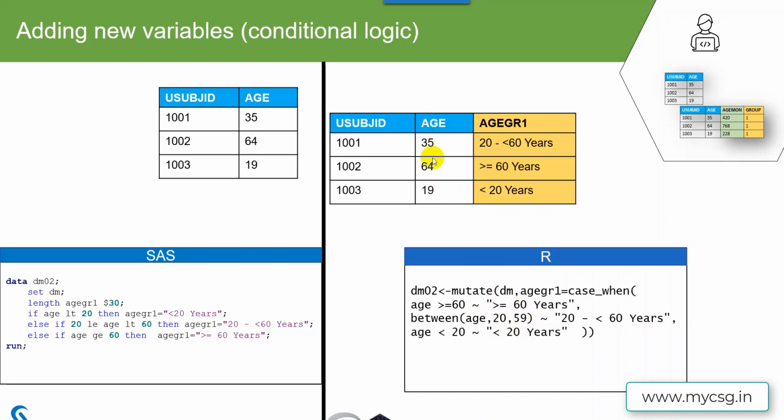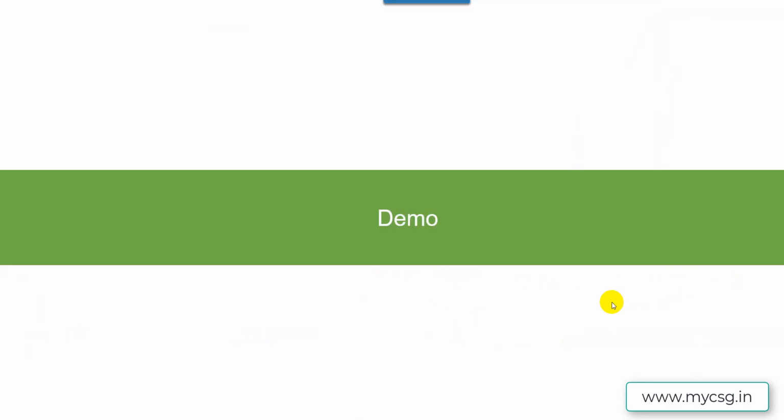So assuming that the age value will only be in integers, any value in between 20 and 59 inclusive will have a value of 20 to less than 60 years assigned. And then if age is less than 20, we are assigning the text of less than 20 years. So this is how we can create a little more complex variables using the same mutate function to add new variables. So now let us move on to the demo.